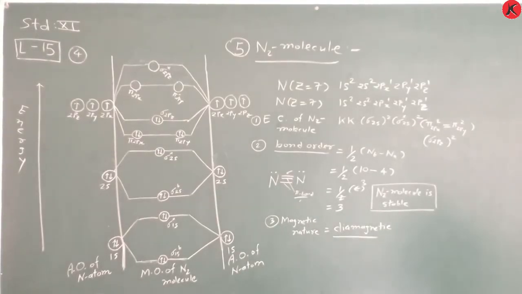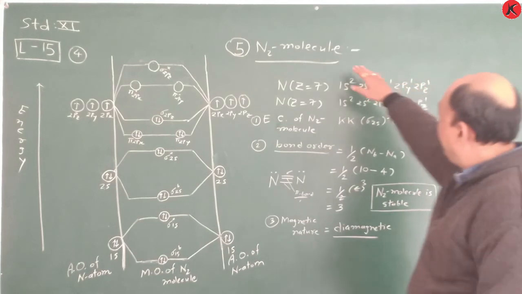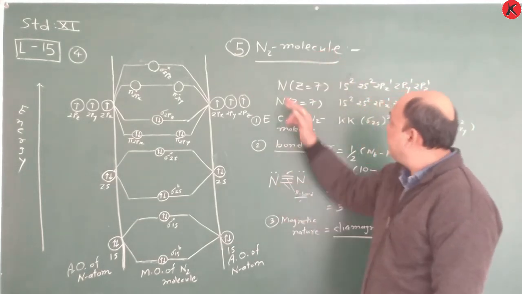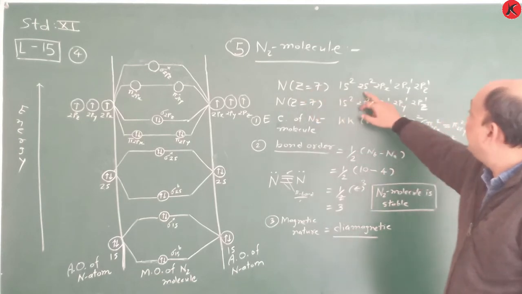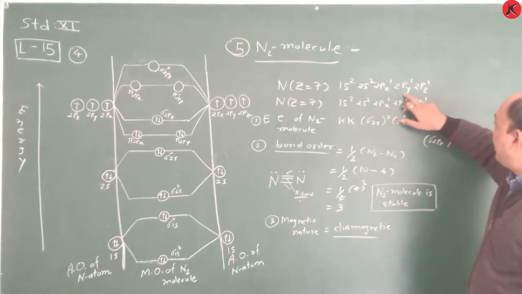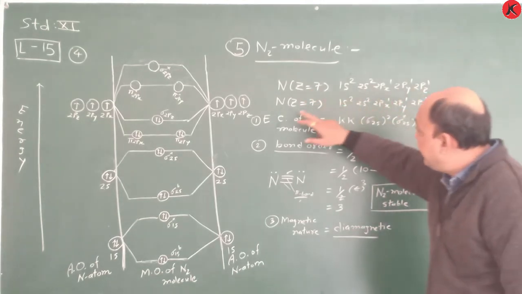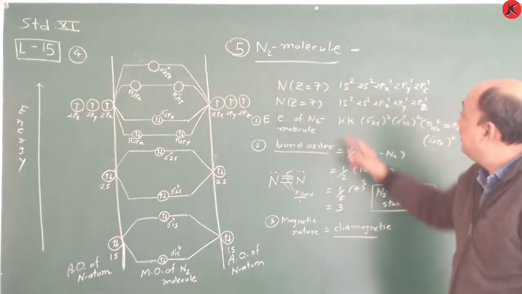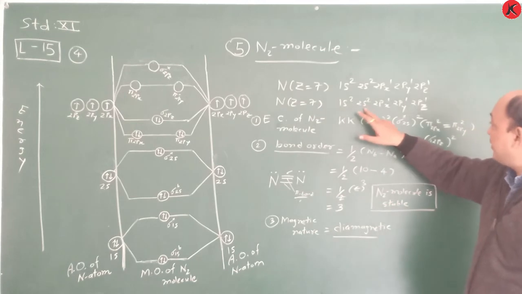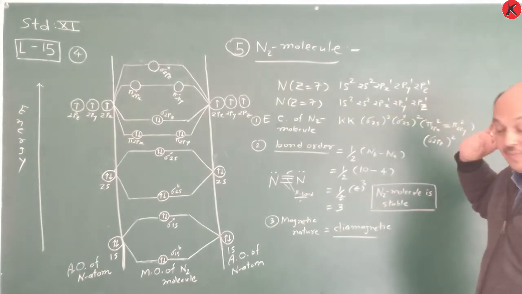Okay, now here is the molecular orbital diagram of the N2 molecule. First of all, write down the electronic configuration of nitrogen, with Z equal to 7: 1s2, 2s2, 2px1, 2py1, 2pz1. Another nitrogen atom is also there, because the N2 molecule is made up of 2 nitrogen atoms. Nitrogen, Z equal to 7: 1s2, 2s2, 2px1, 2py1 and 2pz1.